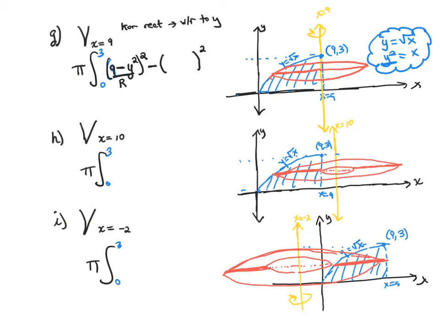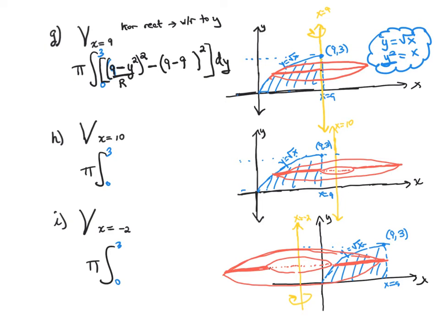Minus the inner radius squared. Well, the inner radius is the axis of revolution, which is 9, minus the curve closest to the axis of revolution. If you look at this horizontal rectangle, the left side touches the square root function. The right side touches the axis of revolution. So that's just x equals 9.